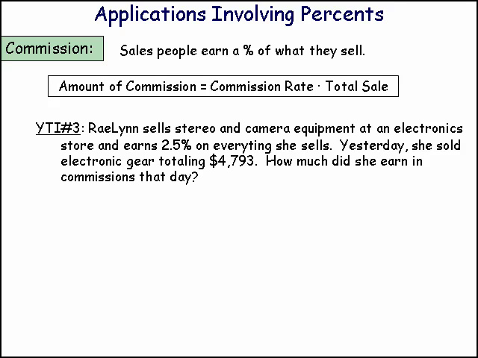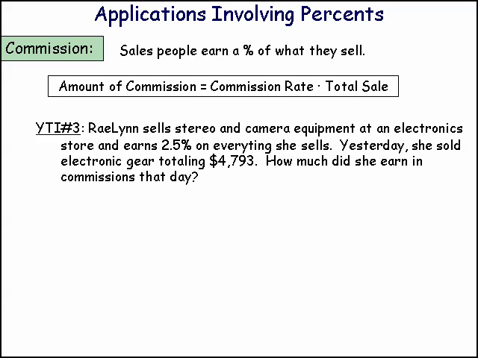Okay, let's do you try it number 3. You try it number 3 says, Raylan sells stereo and camera equipment at an electronics store and earns 2.5% on everything she sells. Yesterday, she sold electronic gear totaling $4,793. How much did she earn in commission that day?